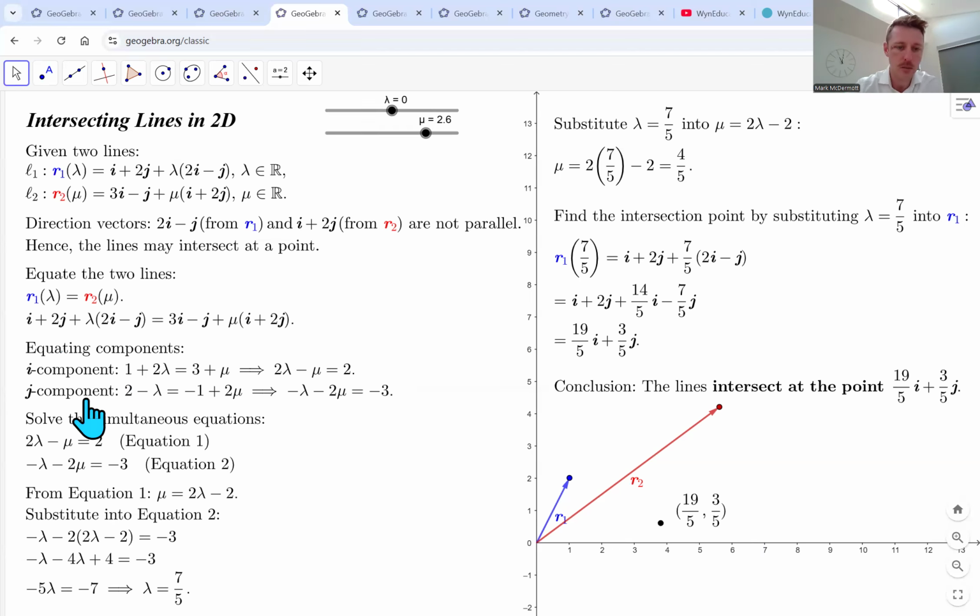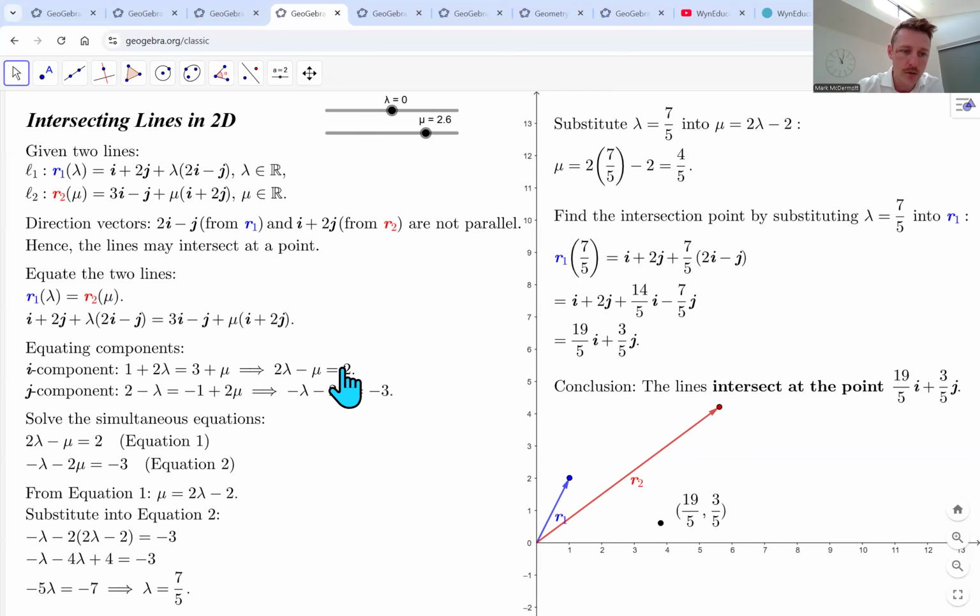Okay, similarly, the j components, equate them. Again, just how I'm getting that: 2 minus lambda. Well, that's the 2 here. Lambda multiplied by negative j is negative lambda j. So you take j out as a factor, you're left with the coefficient of j being 2 minus lambda. And it equals -1 plus 2 mu. And so you get negative lambda minus 2 mu equals -3.